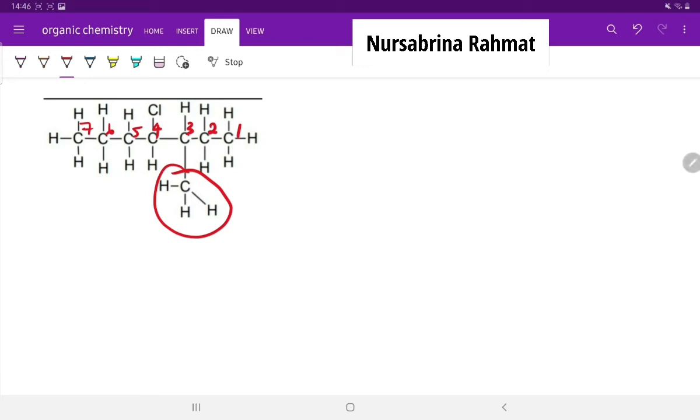So under 7 carbon, we have CH3. And then 6 carbon, CH2. At the 5th carbon, only CH2. At the 4th carbon, we have CH and a chlorine as the side chain, so put it in the bracket, so it's Cl. And then CH at the 3rd carbon with a side chain of a methyl group, so write it down CH3. And then at the 2nd carbon we have CH2, and the last one we have CH3. Okay, and this is the condensed structure.